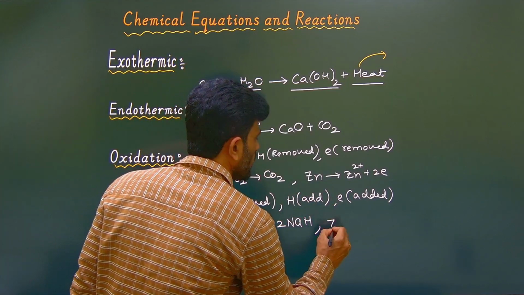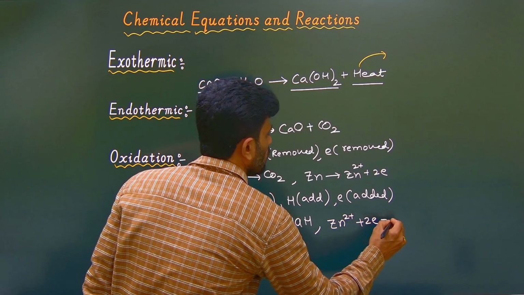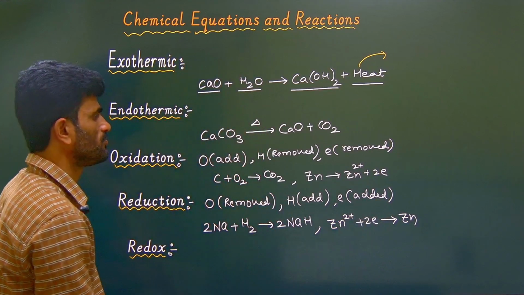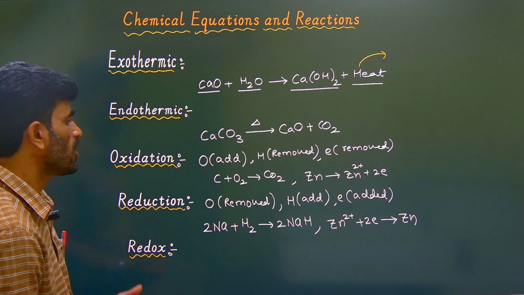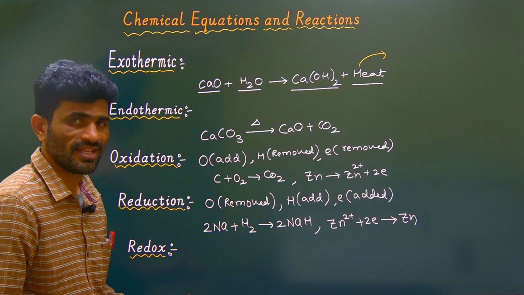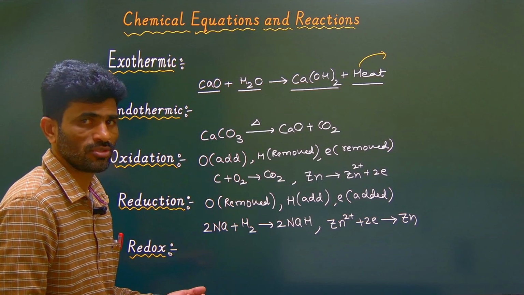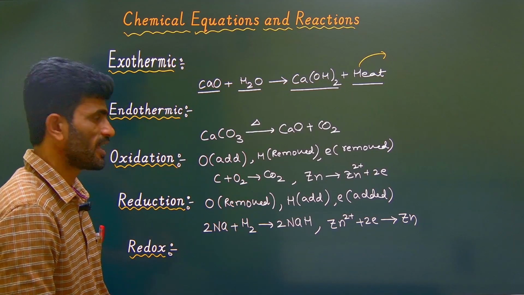Similarly, we can also write Zn2+ plus 2 electrons. Here 2 electrons are added, so we can say that it is a reduction reaction. Redox reaction. Redox reaction means what? In a single chemical reaction, oxidation should be done and reduction should be done. If these two are done in a single chemical reaction, we call it a redox reaction.